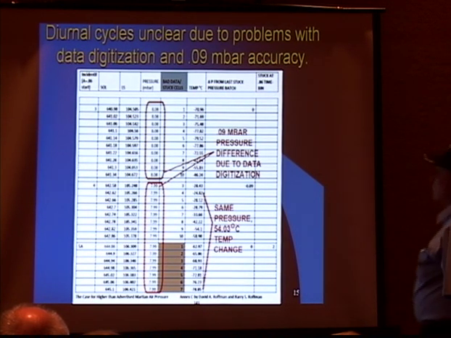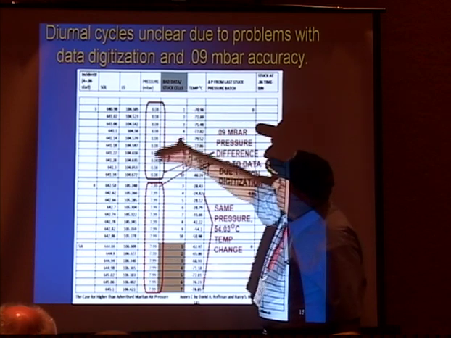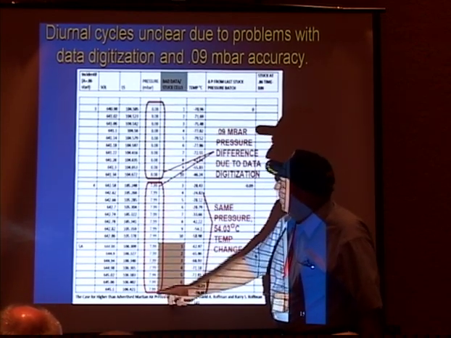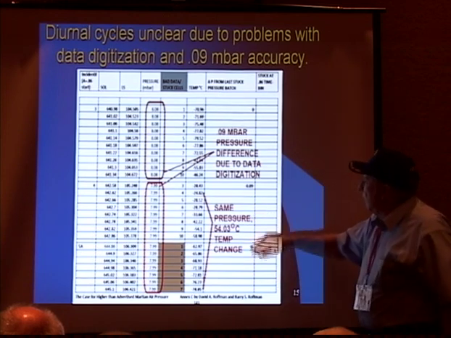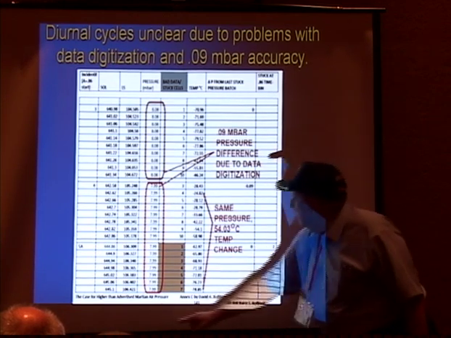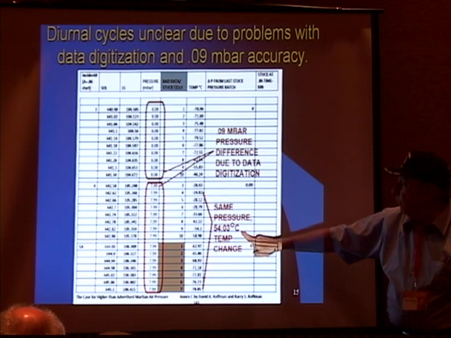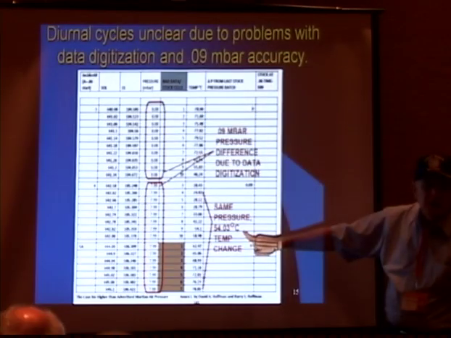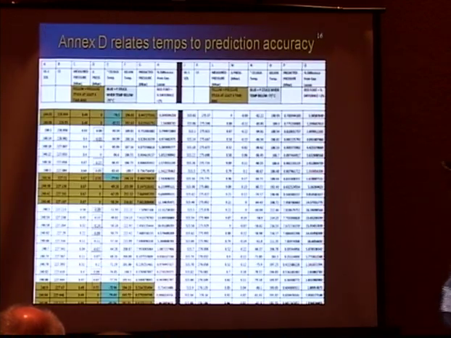Okay, again, this data digitization. Here it's stuck for a long time at 8.08, and it gets stuck the next time. 7.99 is 0.09 millibars apart. And here we have the same pressure, change in temperature of 54.03 degrees Celsius. No change in pressure. I just can't believe that's true. Next. Annex D. Give you an idea how much work went into this thing.